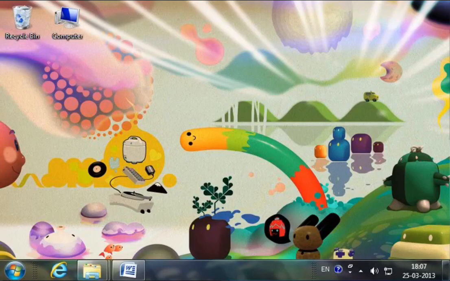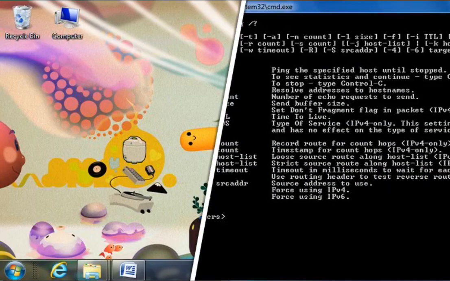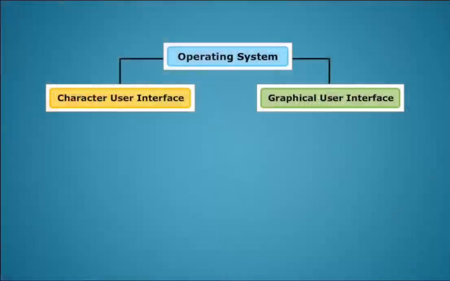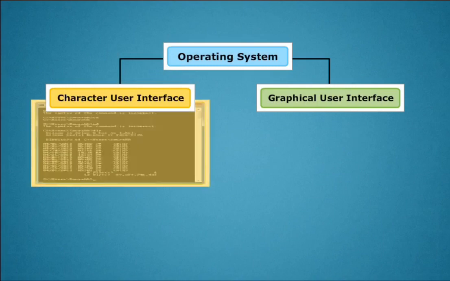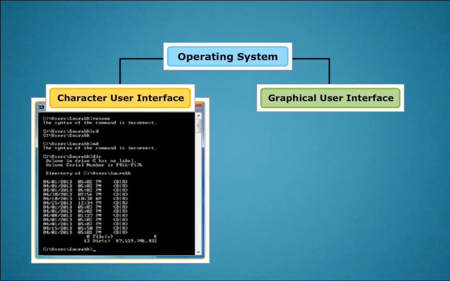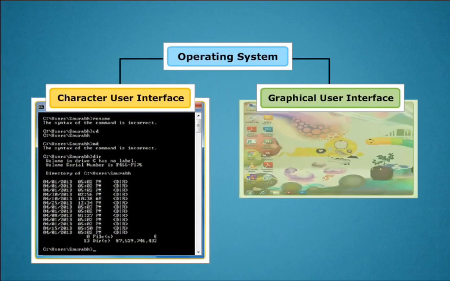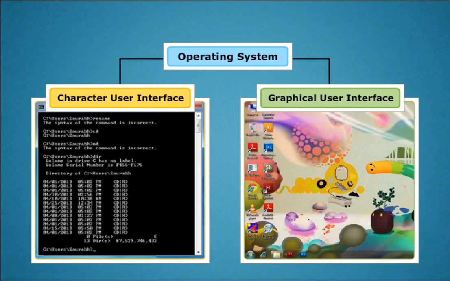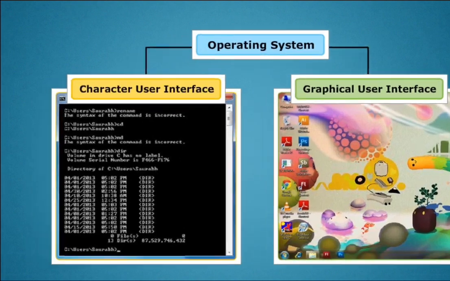Operating system can be user-friendly with many icons and images, or it can be just text or characters based. Based on this feature, operating system can be categorized into two types: Character User Interface or CUI, Graphical User Interface or GUI. Look at the following images.